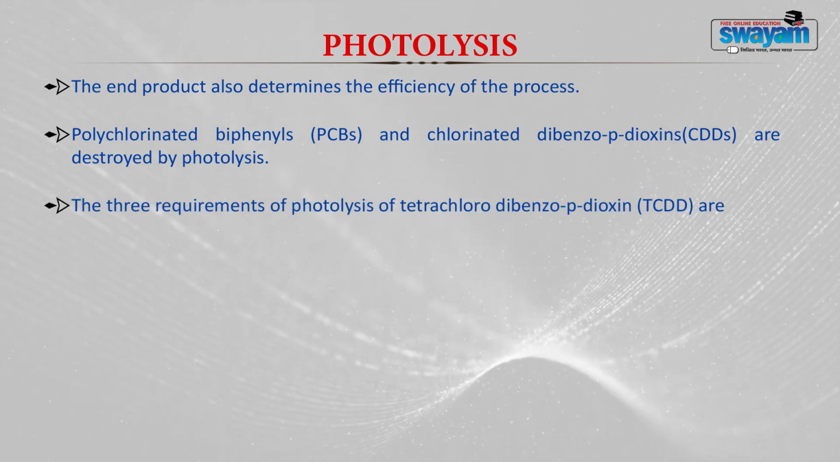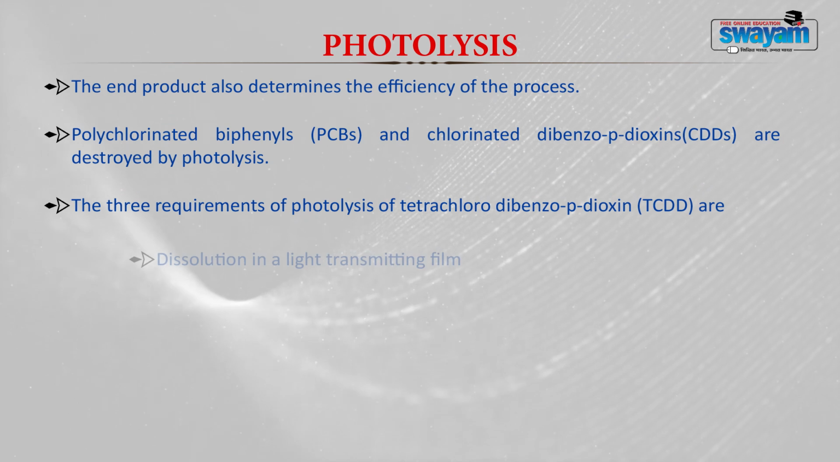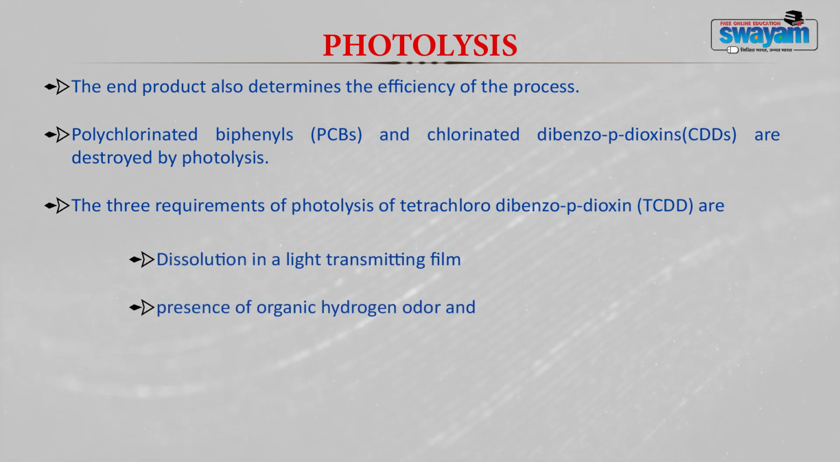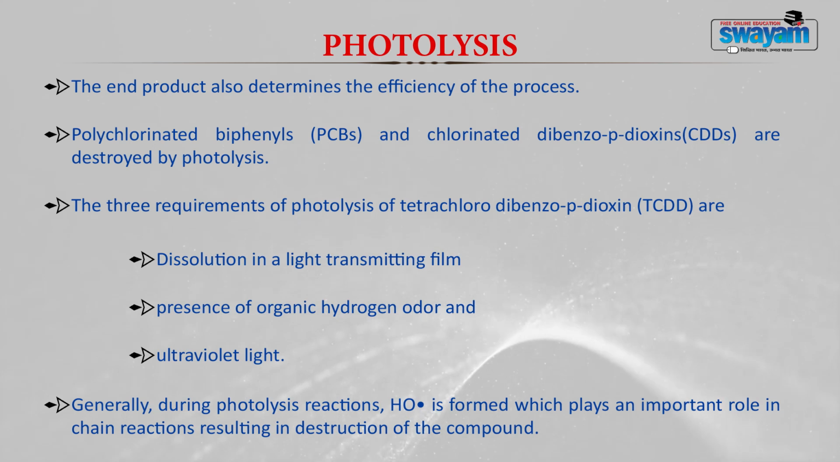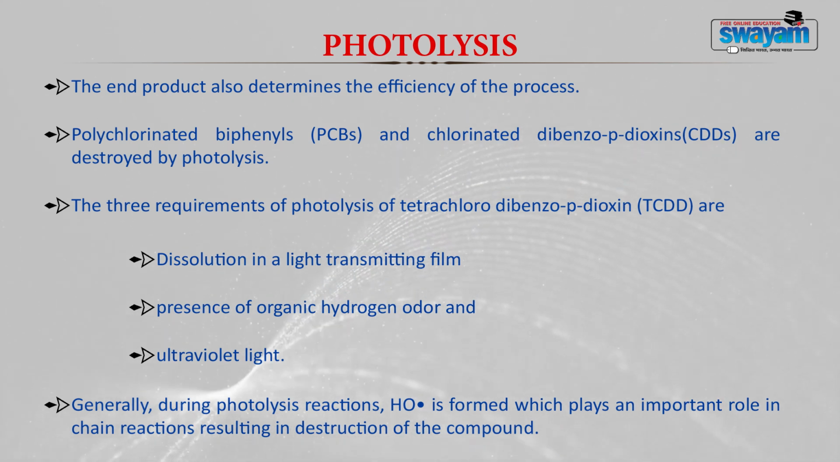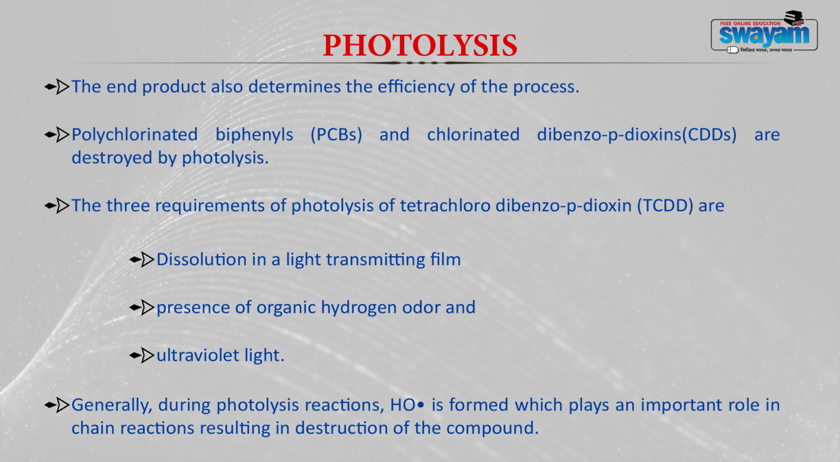Now, there are three requirements for photolysis of TCDD. 1. Dissolution in a light transmitting film. 2. Presence of an organic hydrogen donor. 3. Ultraviolet light. Generally, during the photolysis reaction, the hydroxyl radical is formed, which plays an important role in chain reactions and results in the destruction of the compound.